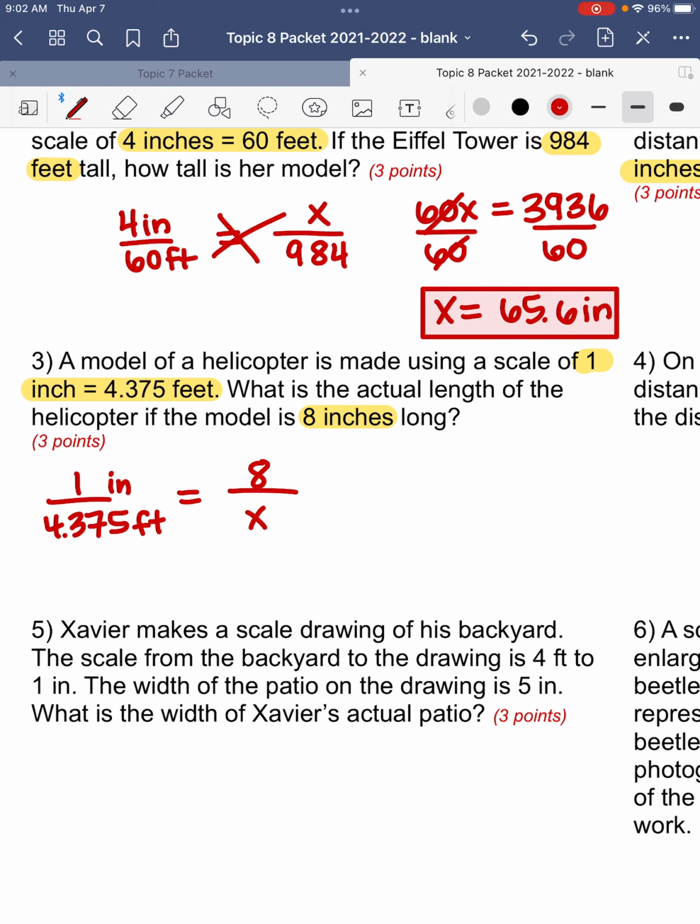So now I'm ready to cross multiply. We have 1 times x, which is simply 1x or just x, equals now 4.375 times 8. And if you put that into your calculator, you get 35. So x equals 35, but 35 what? Well, because my unit on the bottom is feet, I know it's 35 feet.